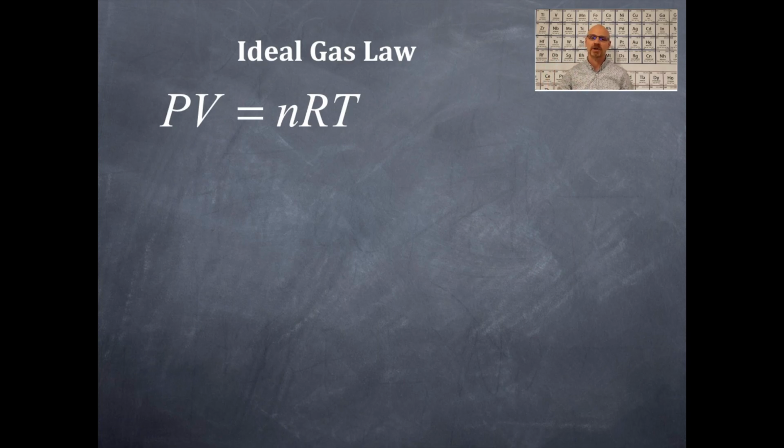P is for pressure. V is for volume. N is for moles. R is the gas constant. T is the temperature. Okay? And when can you use the ideal gas law? You can only use it with gases. You can't use it with solids. You can't use it with liquids. You can't use it with things in solution. No way, no how. It can only be a gas.